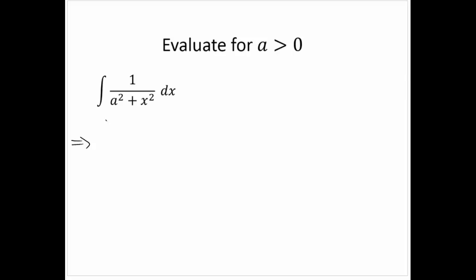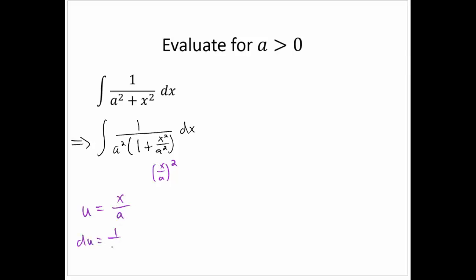So I can factor this as 1 over a squared times 1 plus x squared over a squared dx. Now there's no square root here, so I'm going to leave that a squared in the denominator. But again, I notice that I've got this x squared over a squared, and I know that that is x over a, squared. So I'll make that substitution. If I let u equal x over a, then du is equal to 1 over a dx. I've got an a squared. So now I'm going to break things up a little bit.